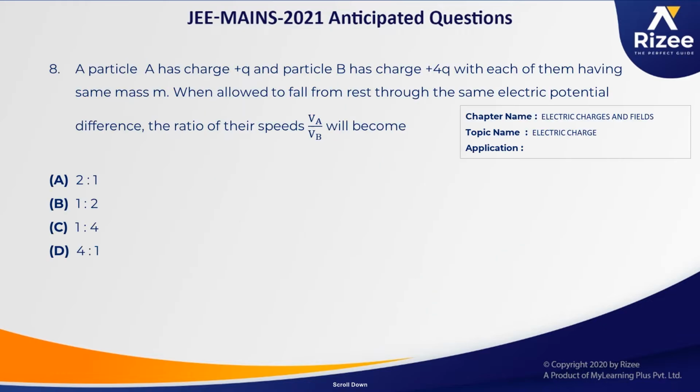Now coming to the next question, question number 8. A particle A has charge plus q and particle B has charge plus 4q, with each of them having the same mass. When allowed to fall from rest through the same electric potential difference, he is asking the ratio of the speeds, VA by VB, will be how much. It's a question concerned with electric charges in fields.